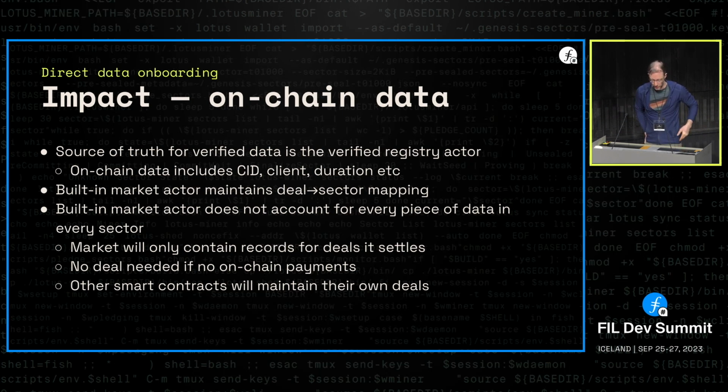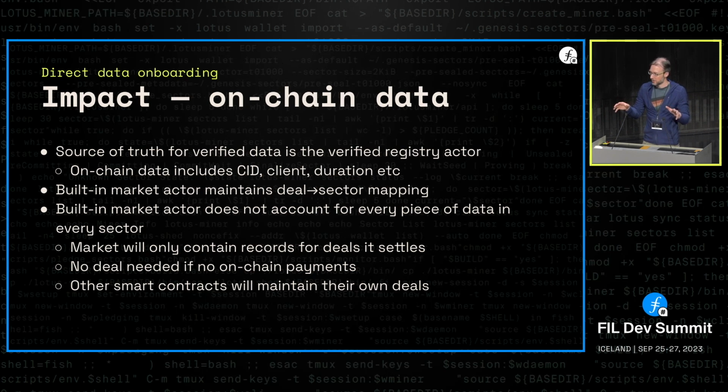So earlier on I mentioned there'll always be some data. There may or may not be a Fill Plus ID. There may or may not be a deal ID. Similarly, in the state afterwards, there may or may not be a deal, depending on whether there was a deal ID, and there may or may not be a verified data claim in the verified registry state, depending on whether this was Fill Plus data. The source of truth for verified data for the Filecoin chain state is the verified registry actor's state. Today, for any piece of verified data, there is also a deal, because you must have a deal to put any data in a sector.